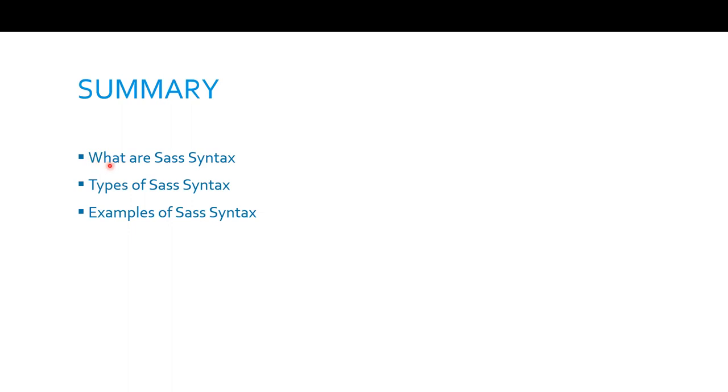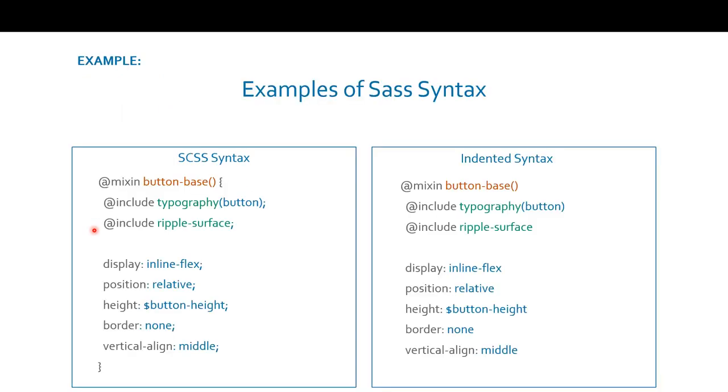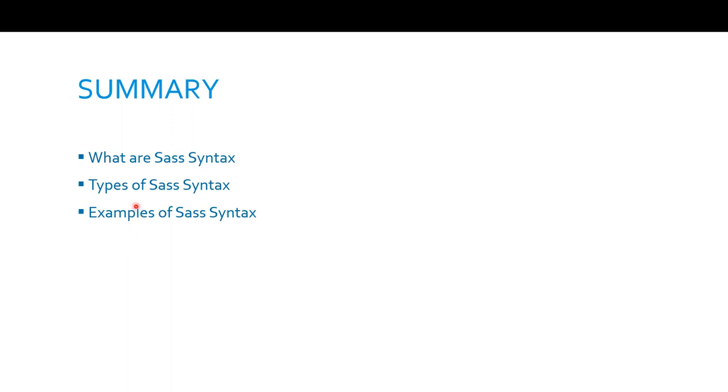So to summarize, we've looked at what Sass syntaxes are. I talked about the two types of Sass syntaxes we have. The one is the SCSS syntax, and the other one is the indented syntax. The first one has an extension of SCSS, while the last one has an extension of Sass. I showed you the example of Sass syntax to properly emphasize what I've mentioned. The first one with extension SCSS is the most popular and the easiest, and the one we are going to use throughout this project or this section.